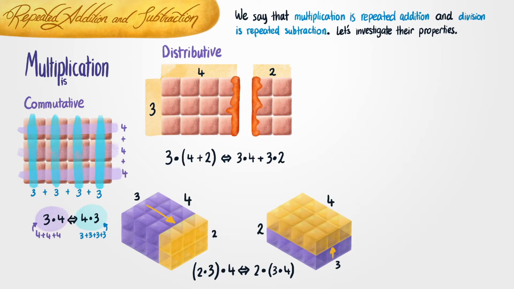Now the mathematical name for this is called associativity. It basically says that you can bracket things however you like and evaluate them, and you should always get the same answer. In this case, 24.